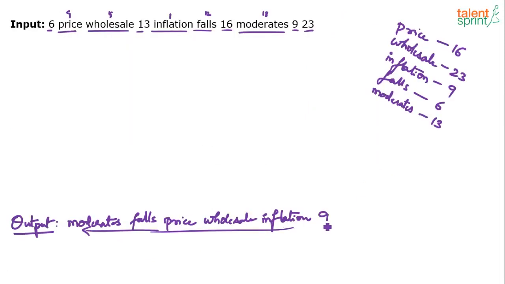So inflation was associated with 9. Wholesale was associated with 23. Then price was associated with 16. Falls was associated with 6. Moderates was associated with 13. So this is the final desired output.